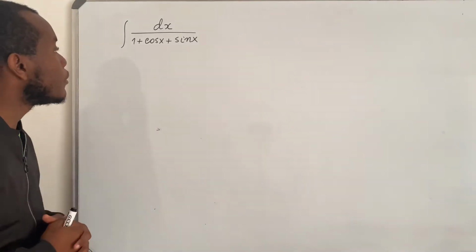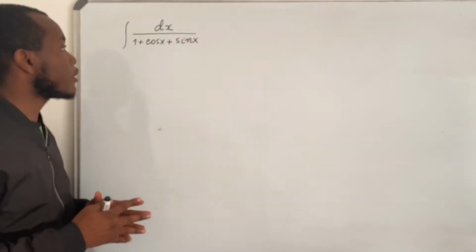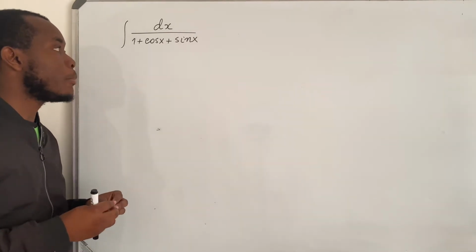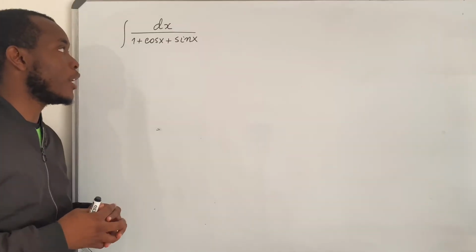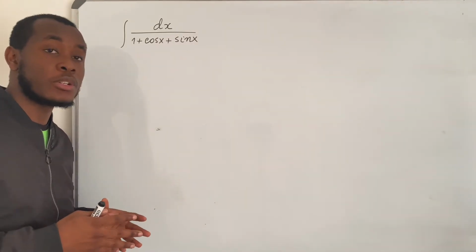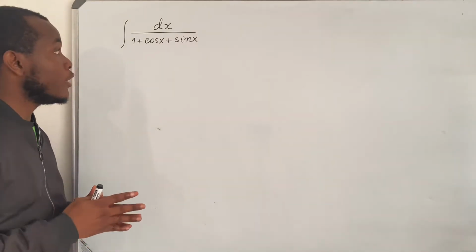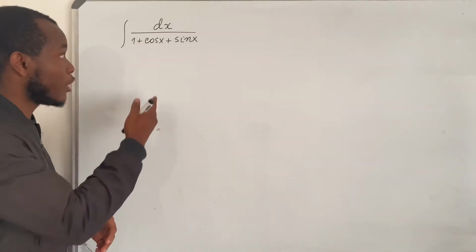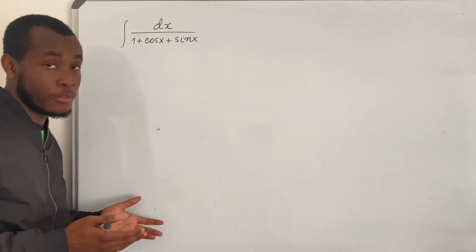So today we have this integral of dx over 1 plus cos x plus sine x. This type of integral is whereby our denominator is a rational trigonometric function. The exponent of the trigonometric functions are 1. We have cos of x and we have sine of x.